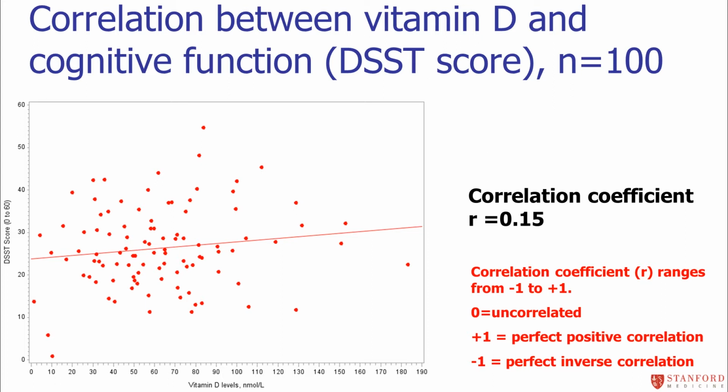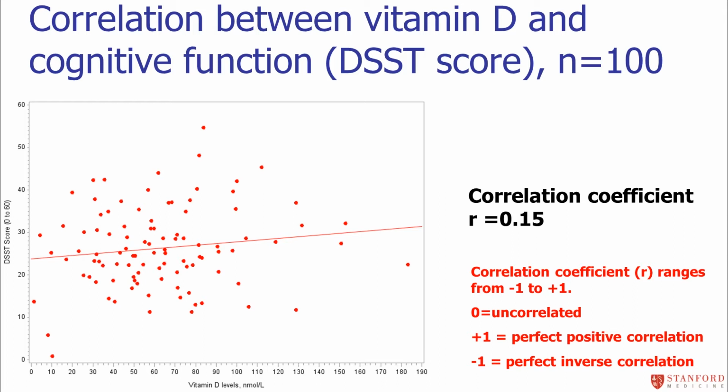Some of you may have heard of correlation coefficients before. If you haven't, a correlation coefficient is a nice little measure because it's unitless. It's a value that ranges from -1 to +1. If you're at 0 or somewhere close to 0, that means that those two variables are uncorrelated. You're measuring the correlation between two variables. So 0 would mean uncorrelated, +1 would mean perfect positive correlation, and -1 would mean perfect inverse correlation.